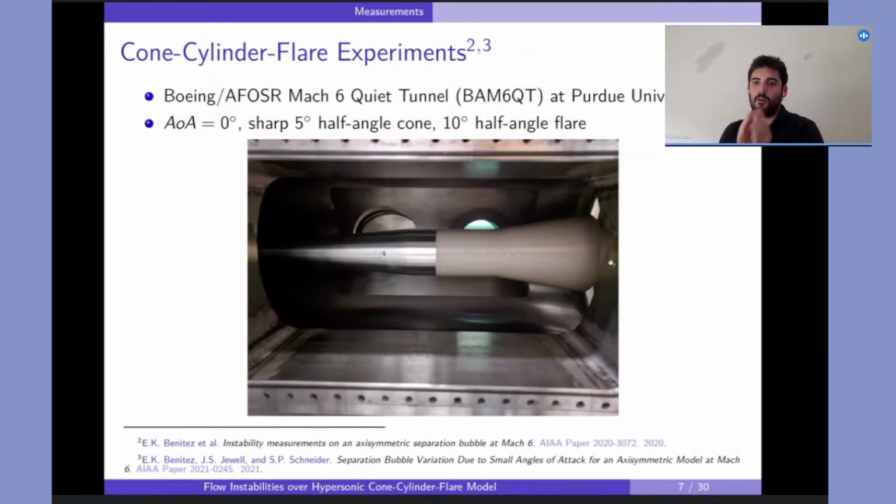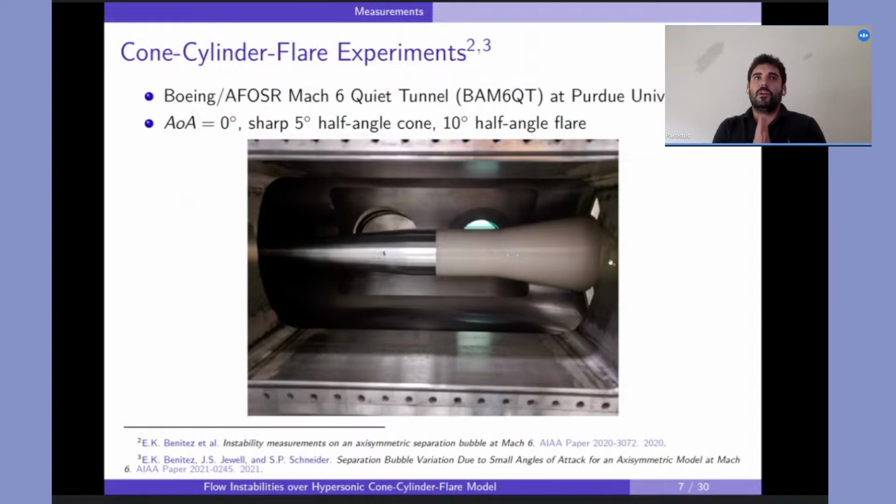So usually how we do these things is we say, okay, there is a problem here we don't understand. When we have a corner and there is separation, how does transition occur in that separation? So then we design a model, in this case a cone-cylinder-flare, in which we can isolate that problem, and then we do experiments and then computational analysis to try to understand the model, and then we can extrapolate to the real world.